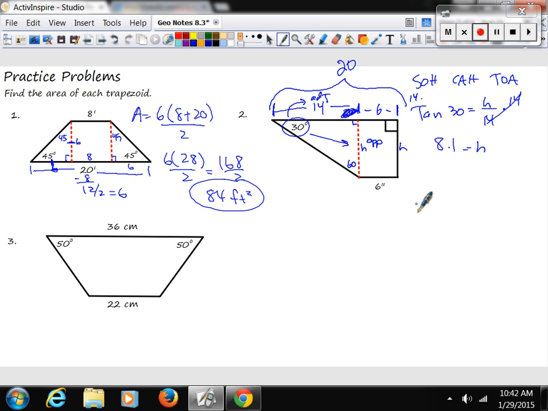Now you could have used 14 divided by radical 3. You got the same answer if you knew those formulas. Safer way is SOHCAHTOA if you remember. So 8.1 is my height.